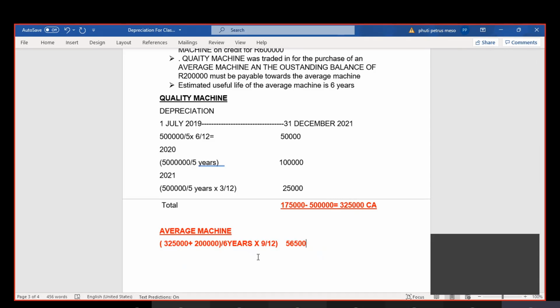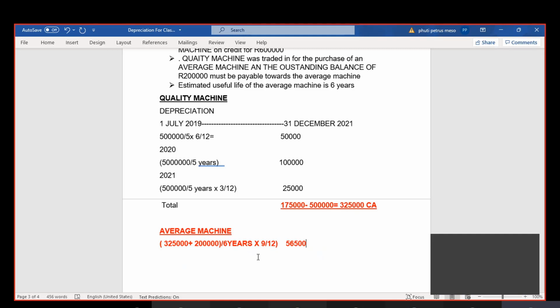But what happened is, we don't really look at how much would be the outstanding amount. We're going to look at how much is the new cost of the average machine, right? The reason being, we disposed of that machine. They're just trying to trick you here. We disposed of that machine. It's no longer useful for us. There's no way we can calculate the depreciation for that one, meaning that we should get rid of the cost as well.